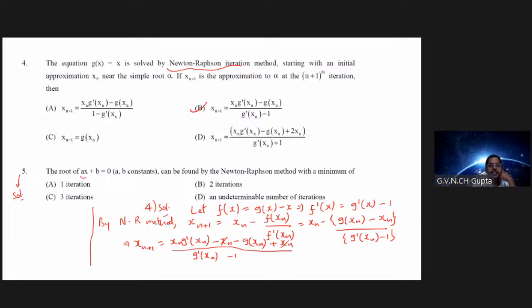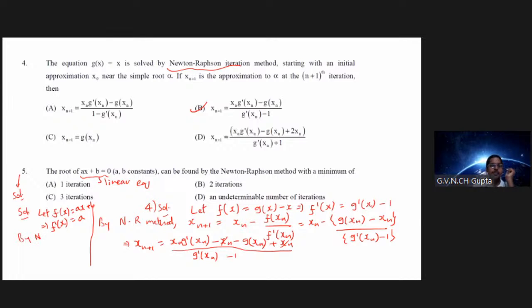This is a linear equation, a first degree equation. The root of ax plus b equal to 0, where a and b are constants, can be found by the NR method with a minimum of how many iterations? See, solution. Let f of x be the linear expression ax plus b. Because of the Newton-Raphson method, you find the first derivative. The derivative of ax plus b is a. A multiplication constant will not be affected by the derivative. A constant alone has derivative 0. The x derivative with respect to x is 1.